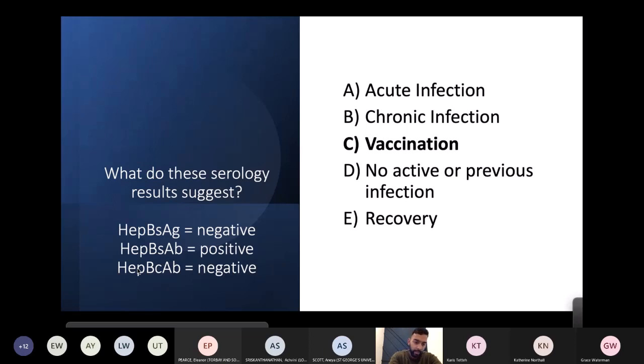The surface antibody is positive, so you think, yes, they're vaccinated. You can be vaccinated and still possibly have an infection, but the surface antigen is negative. So they do not have an infection at that moment in time. Yeah? So that's how you can work through it.